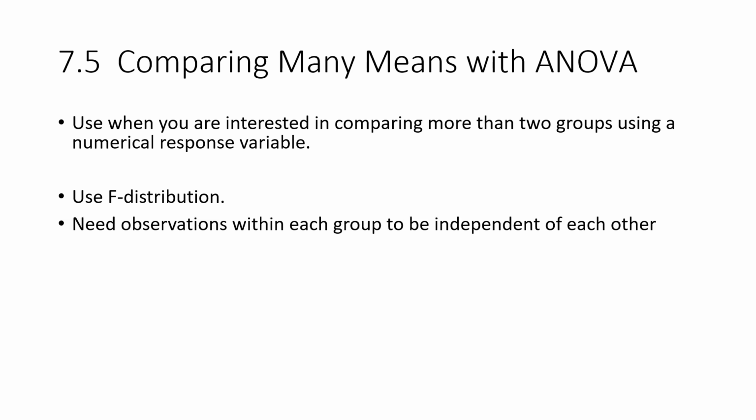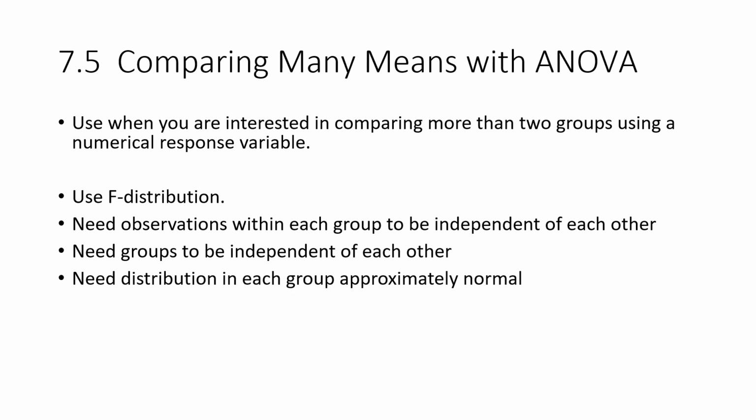The assumptions that we need to satisfy: we need the observations within each group to be independent of each other. We need the groups to be independent of each other. We need the distribution of the data in each group to be approximately normal. That can be relaxed a bit if the sample size is very large, but it is a condition for using ANOVA. We also need approximately equal variance in all of the groups.